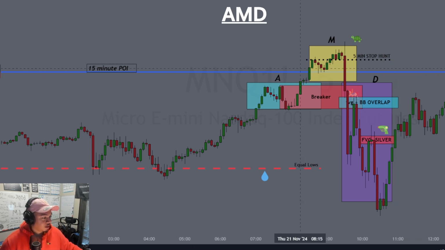So since we're currently on the 5-minute time frame, this is a run on a 5-minute run on liquidity. This is a stop hunt. So anyone who had stop losses above here trying to sell, their stops were taken out. This is the manipulation leg.